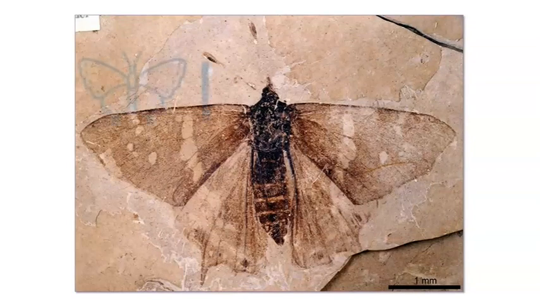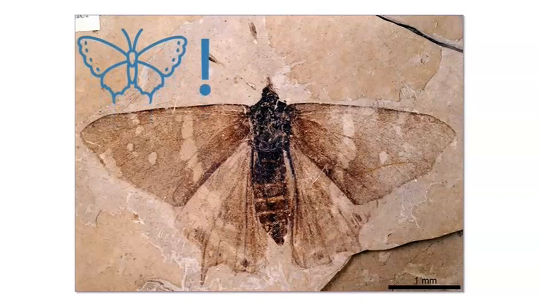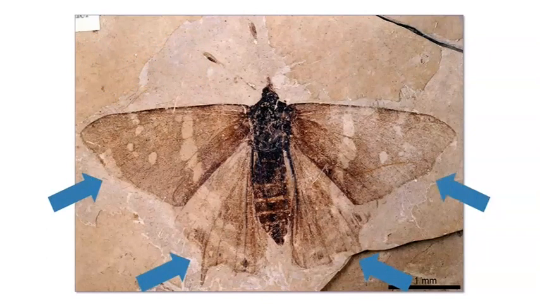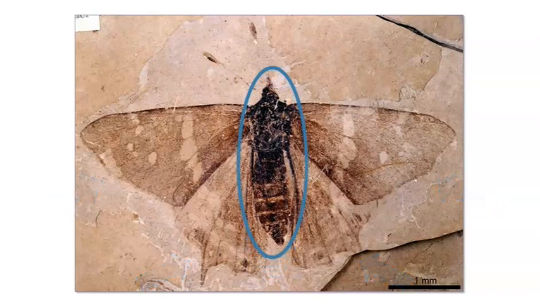Maybe you noticed that the object in the rock looks like a butterfly or a moth. Perhaps you saw that it looks like it has 4 wings. I noticed that it has a long, thin body. Did you notice that too? What else did you notice?